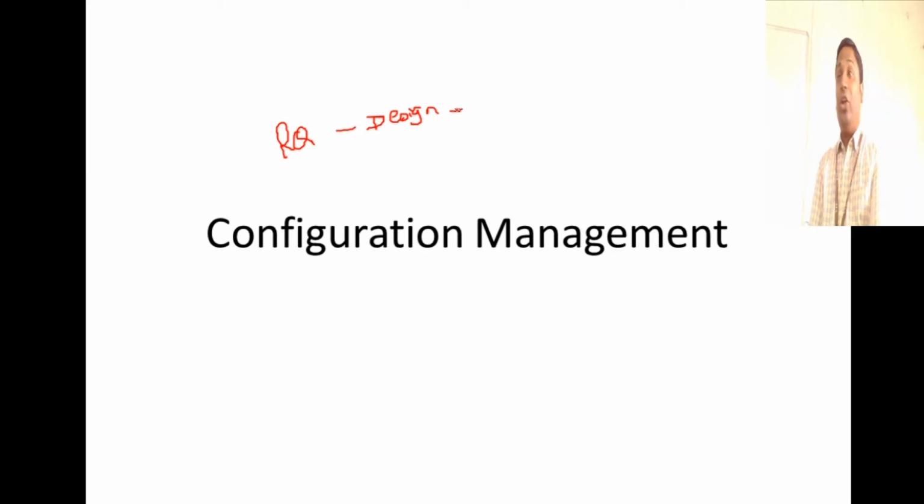So what is this configuration management? We finished our requirements gathering phase. Then we moved to design. We learned a lot of things in design: data design, UI design, architectural design, and modular design. We went in for UML modeling, and we are now ready with our designs. ER models are also ready. Next phase is the implementation phase, the coding phase.